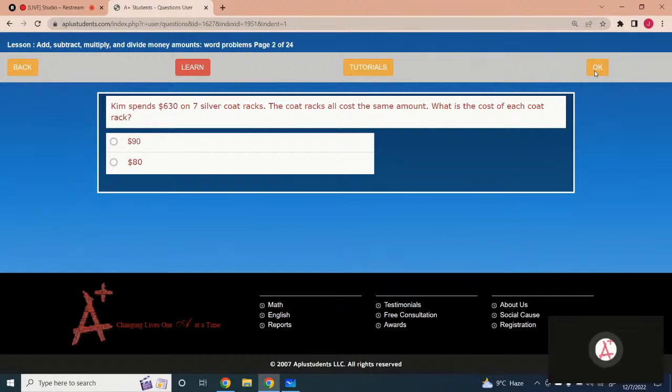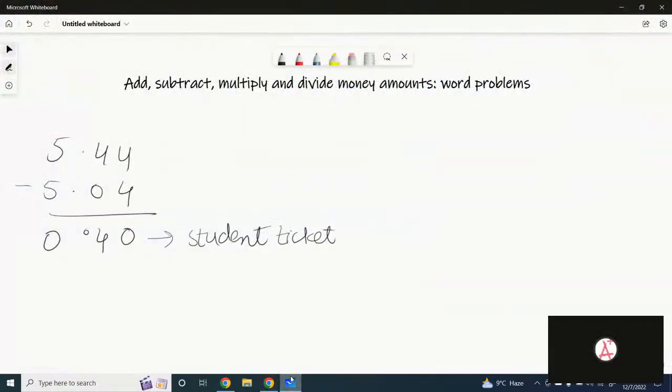Okay, Kim spent $630 on seven coat racks. The coat racks all cost the same amount. What is the cost of each coat rack? So what you have to do, multiply or divide? You have to divide, because 630 is the cost of the seven coat racks. You have to find the cost of one rack, got it? Each rack, you have to divide 630 by seven, got it? Just divide 630 by 7. Yes, very good, it would be $90.